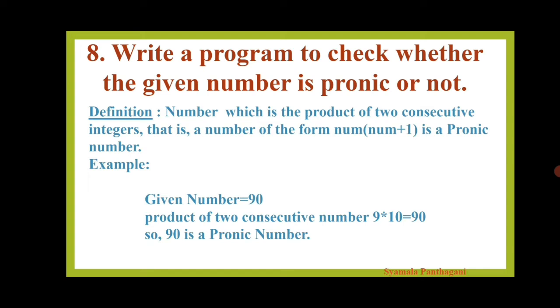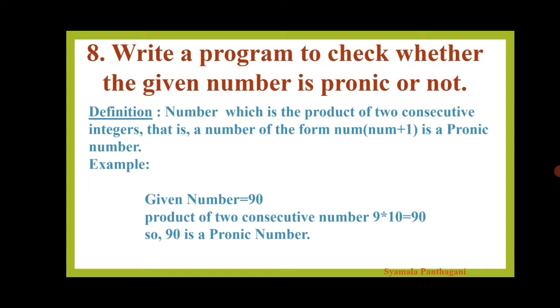For example, the given number is 90. The product of consecutive numbers 9 into 10, 9 tens are 90. So, 90 is a pronic number. The number which is the product of two consecutive integers is a pronic number.